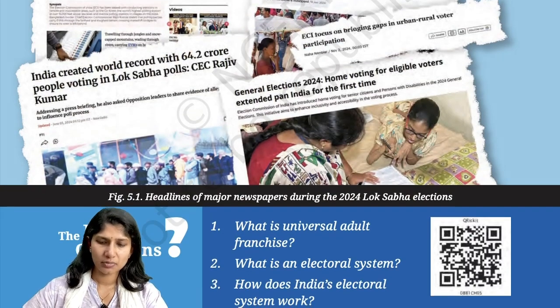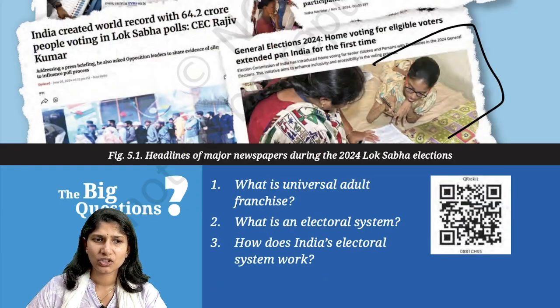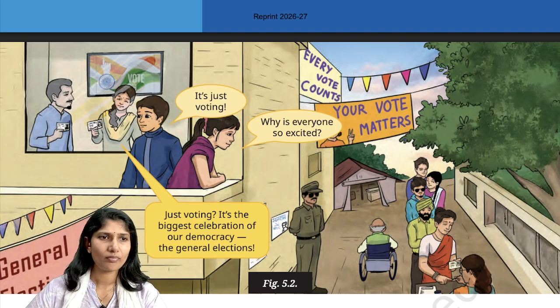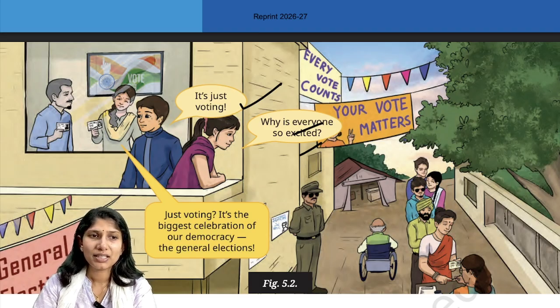See, do you see this image here? This is where they are trying to provide voting at home for the elderly and physically disadvantaged. Okay. So now if you see the diagram here, it starts by asking, why is everyone so excited? It's just voting. Usually, in most scenarios in India, the voter turnout is not very high. It's because of the same mentality: it's just voting.